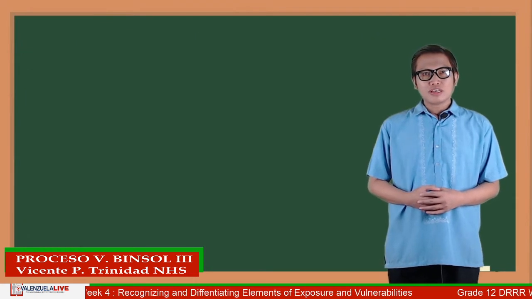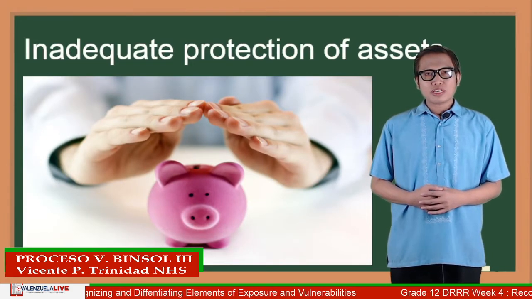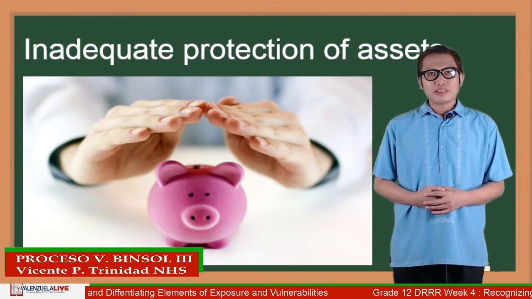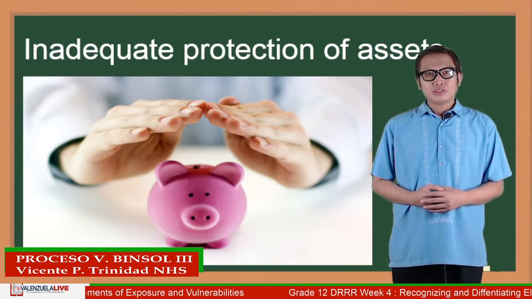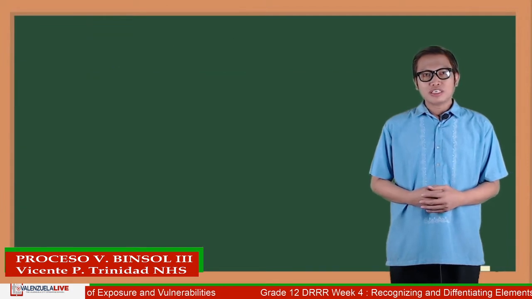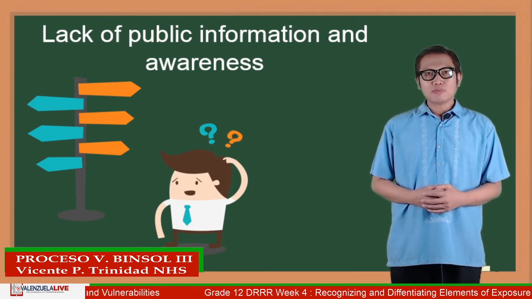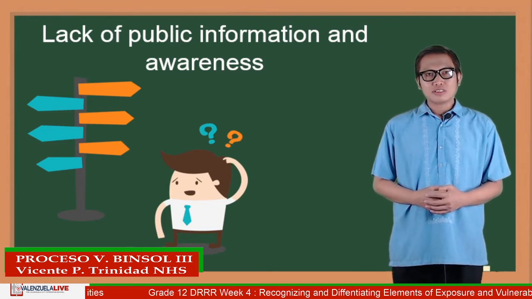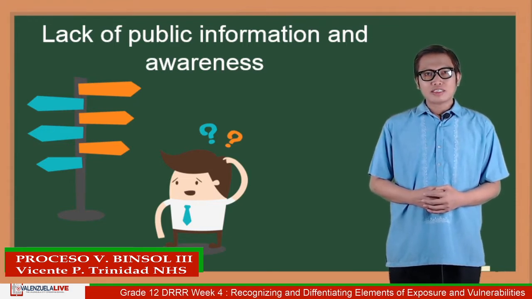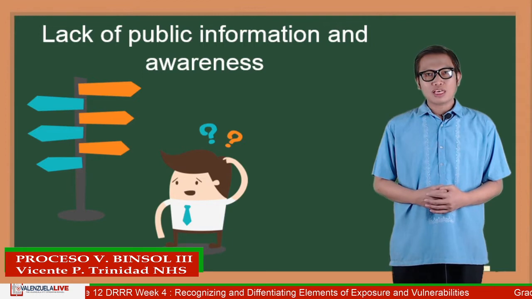Next, inadequate protection of assets. This includes overspending and improper management or mismanagement of funds, mainly due to corruption. Another one, number 3, lack of public information and awareness. Information dissemination is important in preparing for natural disasters and calamities. That's why we are conducting drills, for example, earthquake drills and fire drills in school, so that we are properly prepared.